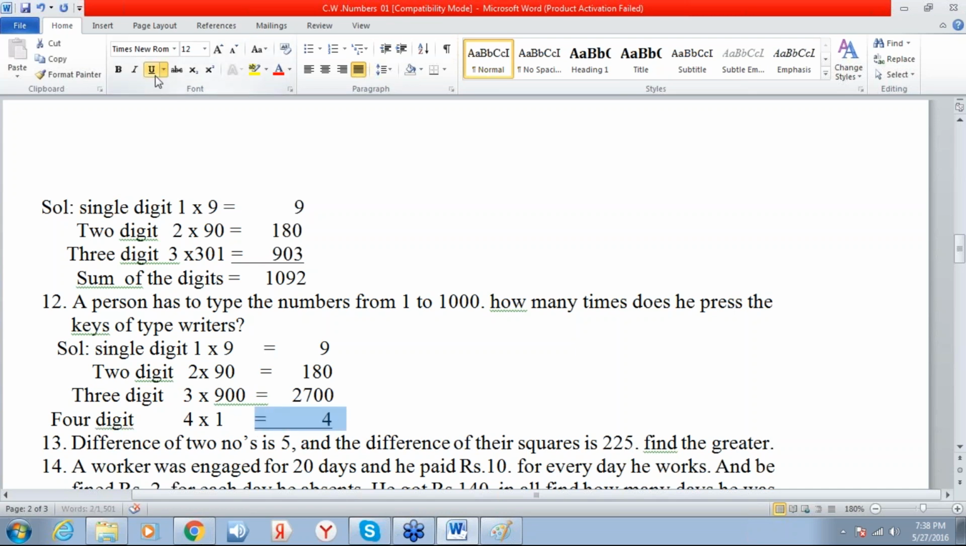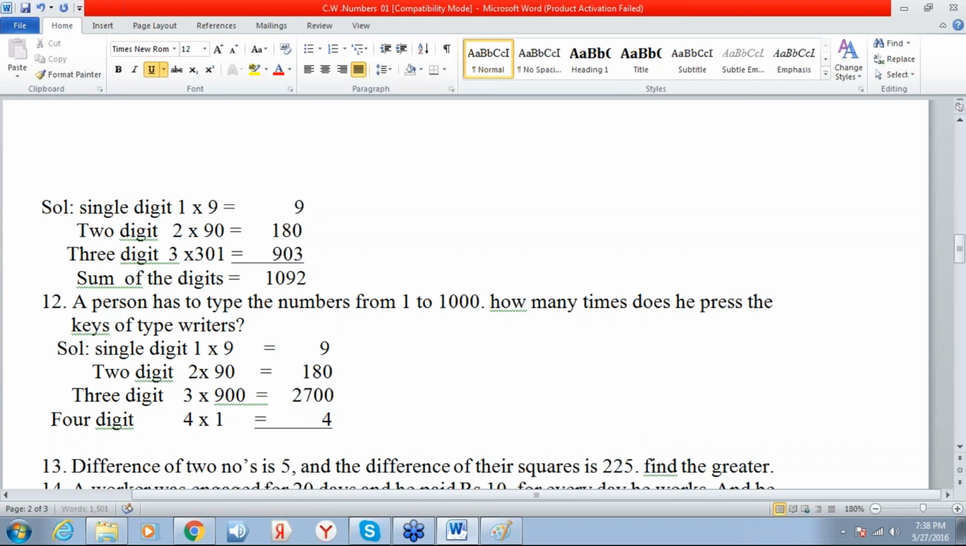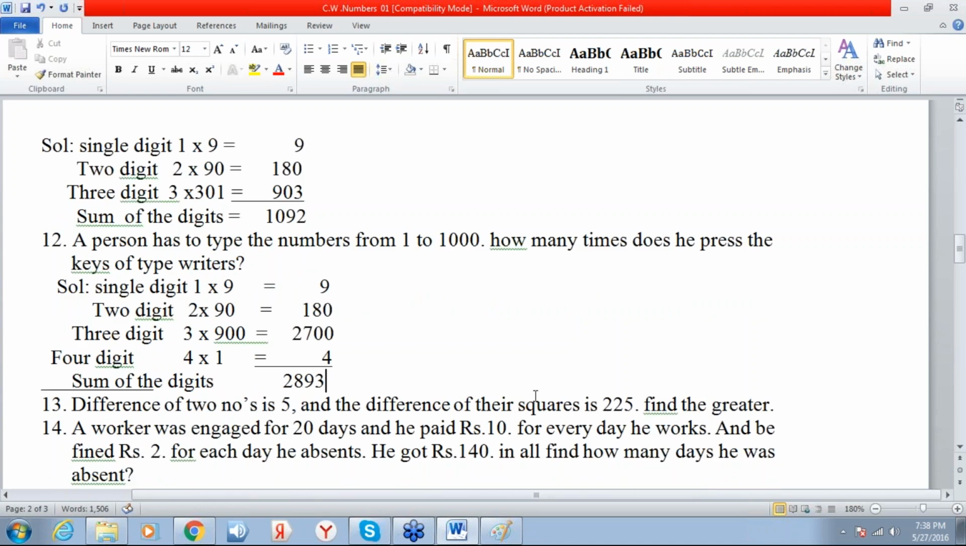We'll take the sum of the digits. What is the sum? 2893. Right. So the typist has to press the keys of the typewriter 2893 times.